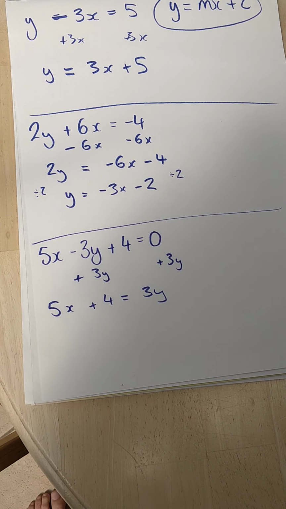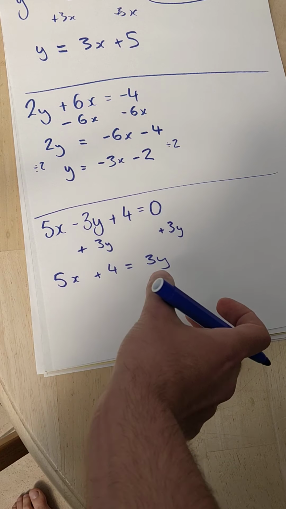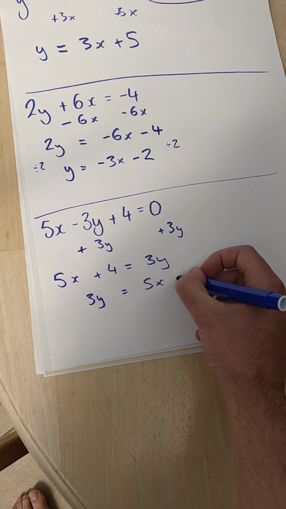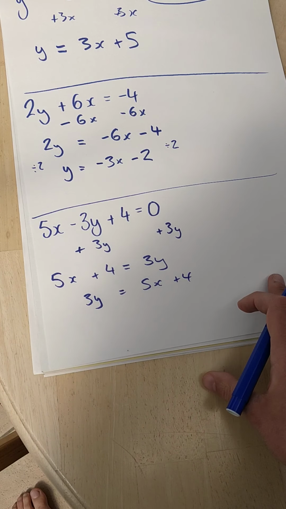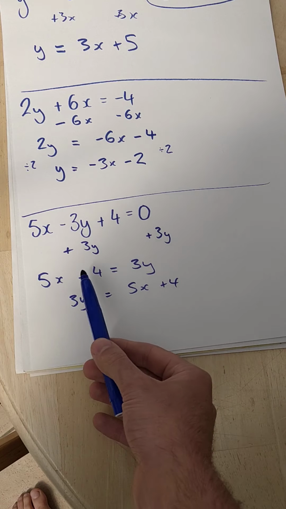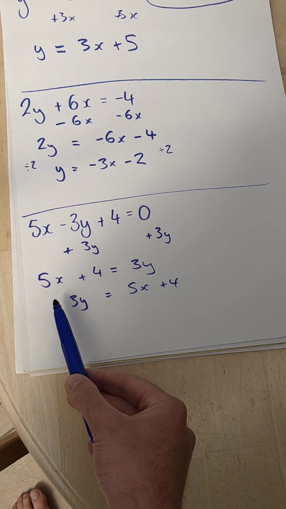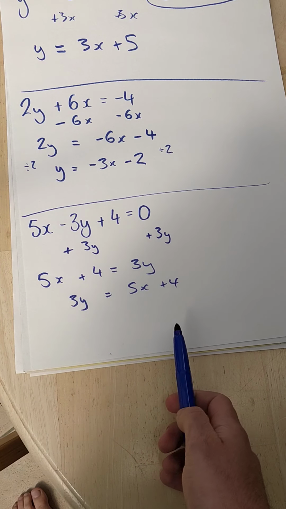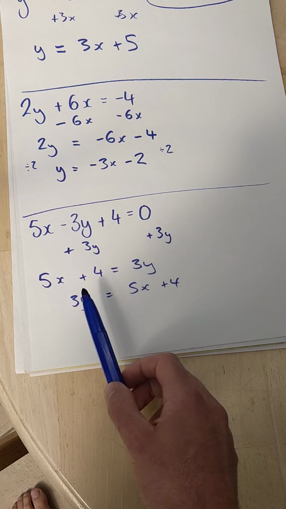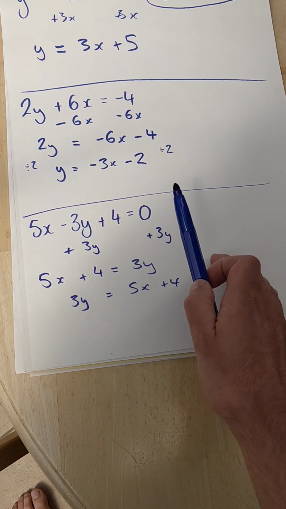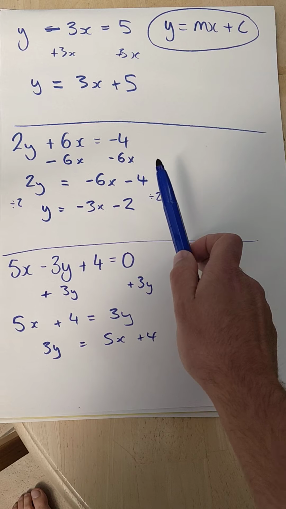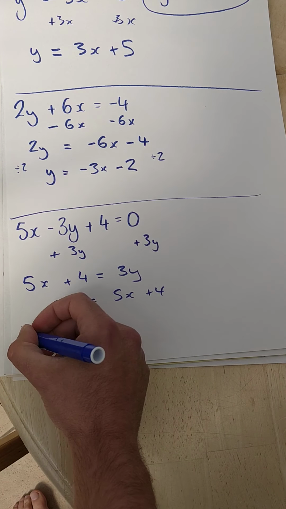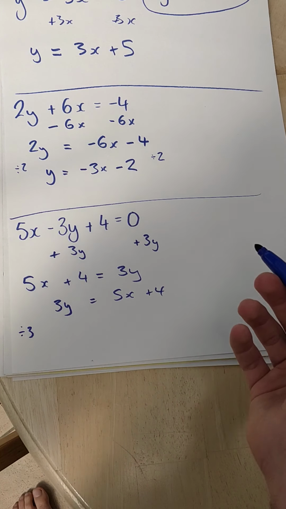And just for ease, I'm going to swap those terms around. So 3y equals 5x plus 4. All I did there was switch them around. So this line is exactly the same as this; they just swapped sides. Now, we've got 3y equals 5x plus 4, but again, I need the y on its own on this side. So what I'm going to do is divide by 3. And this is where it can get a little bit tricky.